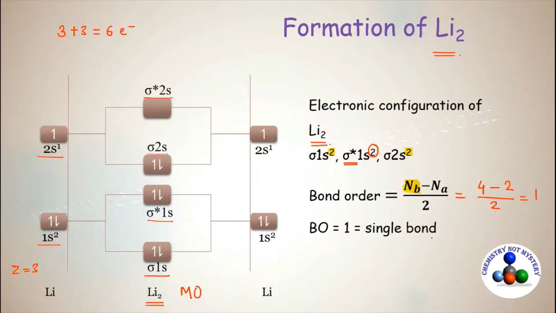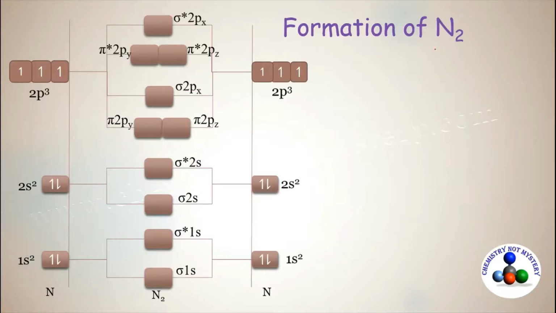There is a single bond present between 2 lithium atoms. As the bond order is positive, this molecule will be stable and it does exist. Now come to the magnetic property. As all the electrons are paired, that's why the molecule will be diamagnetic. Now come to another example, the N2 molecule.